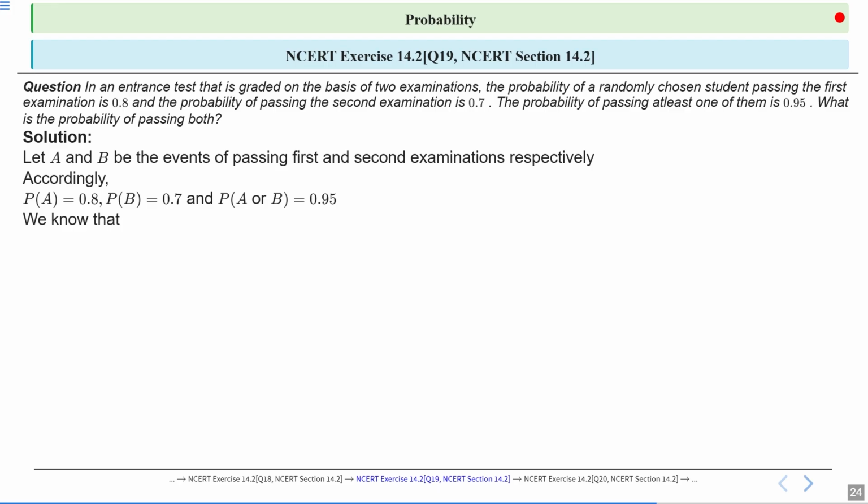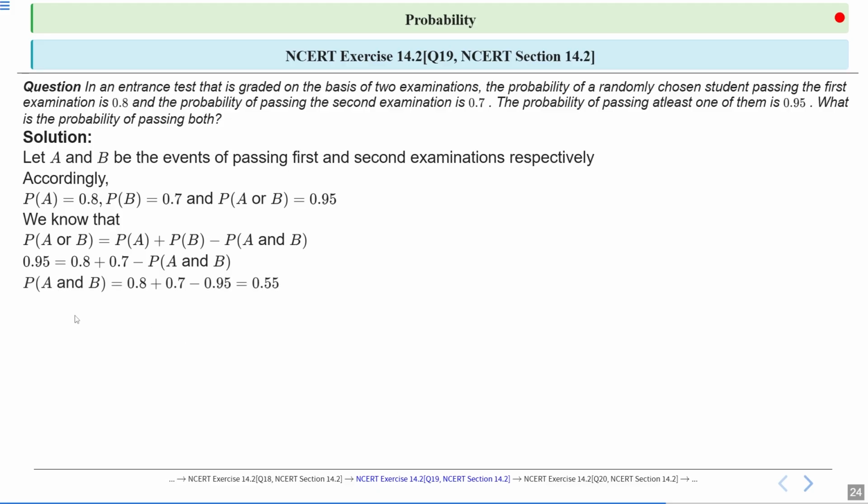And we know that probability of A or B equals probability of A plus probability of B minus probability of A and B. So now just substitute the known values. That is, probability of A equals 0.8, probability of B is 0.7, and probability of A or B equals 0.95. After putting the values of P of A, P of B, and P of A or B, we will obtain probability of A and B.